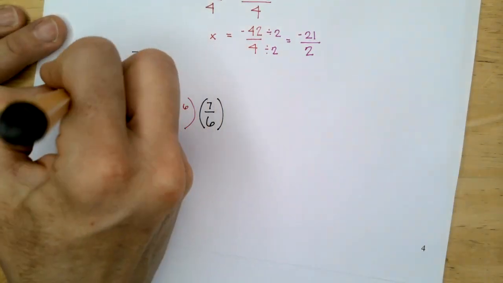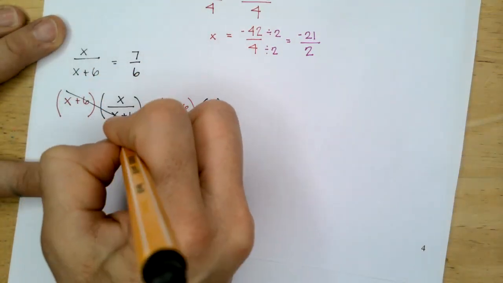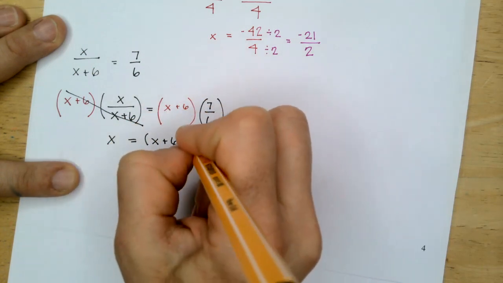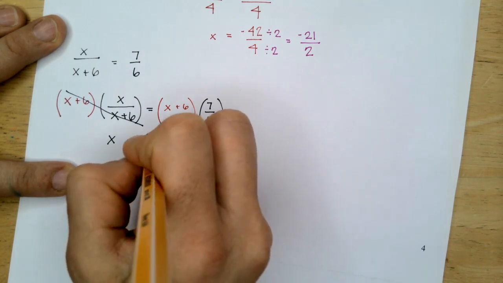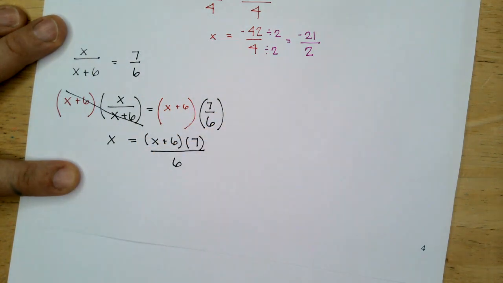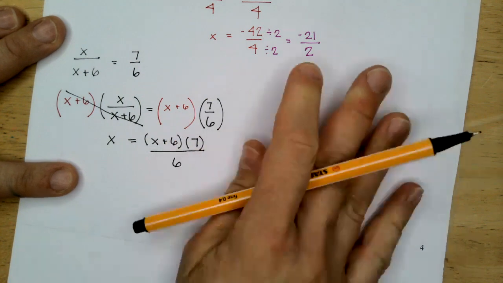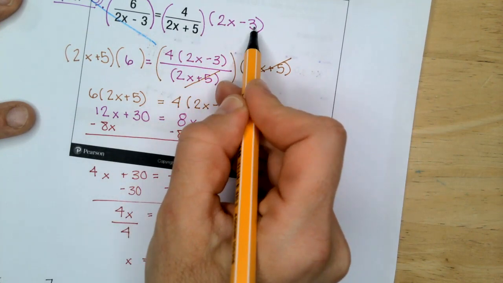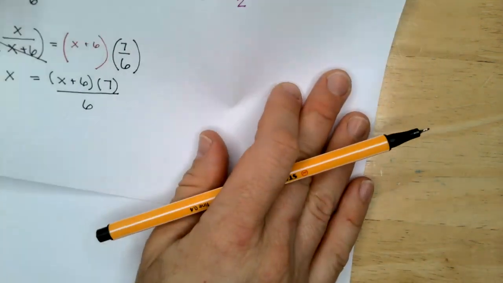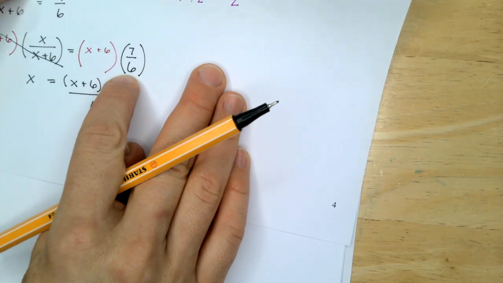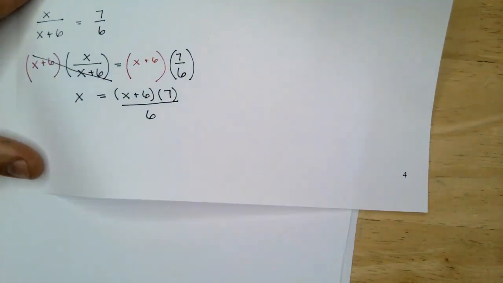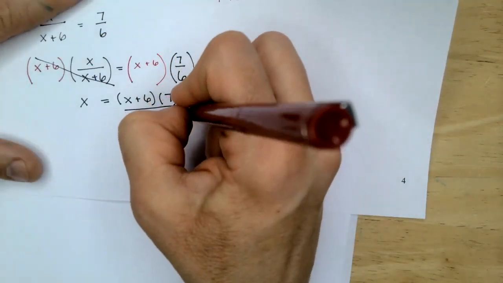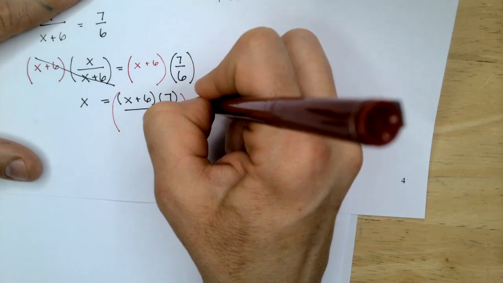Good? So here, those cancel. We just have x on this side equals x plus 6 times 7 all over 6. You see that? Because it's in the top, just like over here, it becomes part of the numerator of the fraction. The denominator stays the same. So our denominator was 6. We still want to get rid of the 6, okay? Here, the x plus 6, we got rid of it by multiplying it by x plus 6. We want to get rid of a 6, so we're going to get rid of it by multiplying by 6.